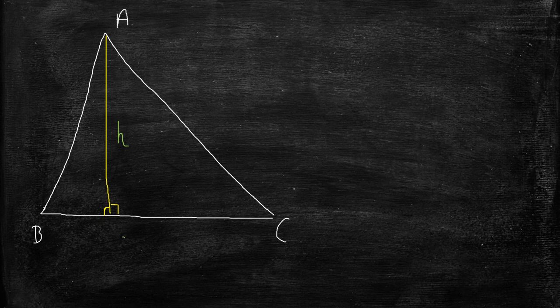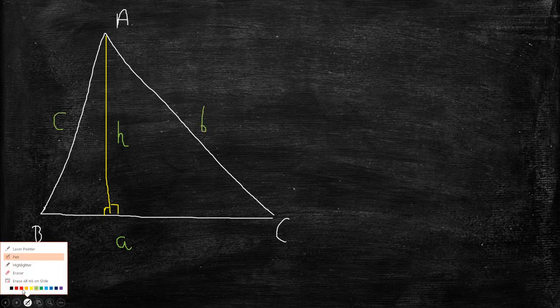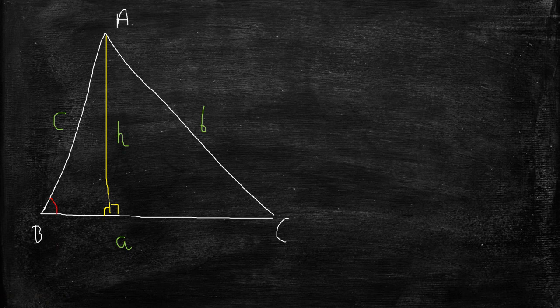The length will be a, this length will be b, and this length will be c. Now, this is my angle B, this is my angle A, and this is my angle C. So, I have the triangle drawn now. Now, what I will do is in triangle ABD.